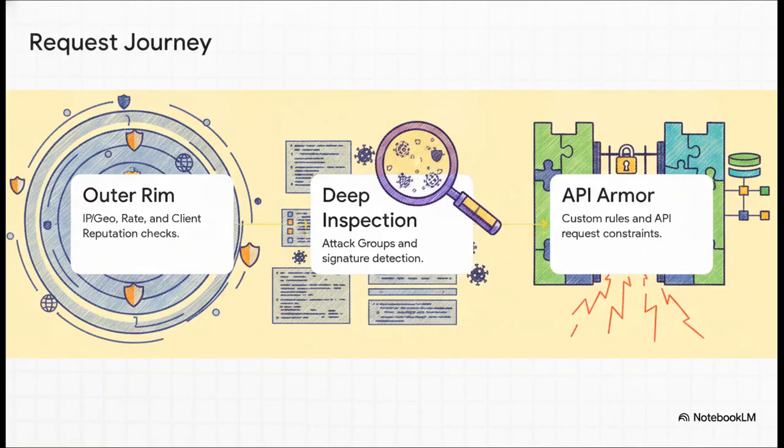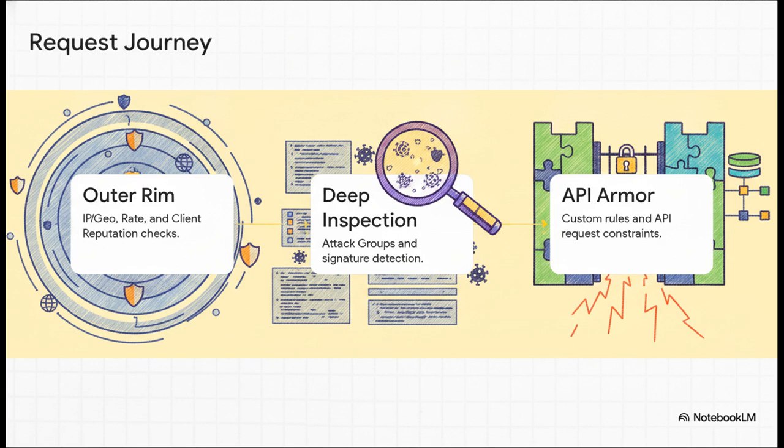To truly grasp how a WAF operates, we basically have to follow a single web request as it tries to reach your server. It's a journey, and a request has to survive these three major stages sequentially. It starts at step 1, the outer rim, which handles IPs, rate limits, and reputation. If it manages to survive that, it moves into step 2, deep inspection, looking for attack groups and nasty payloads. And finally, it hits step 3, the API armor and custom rules.